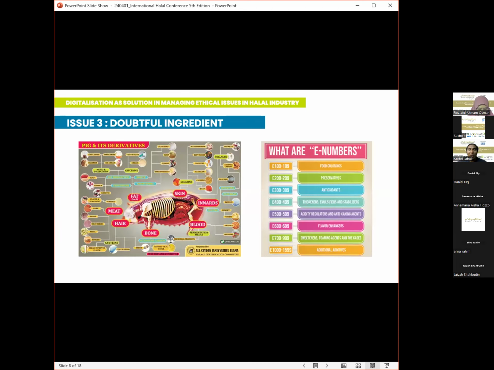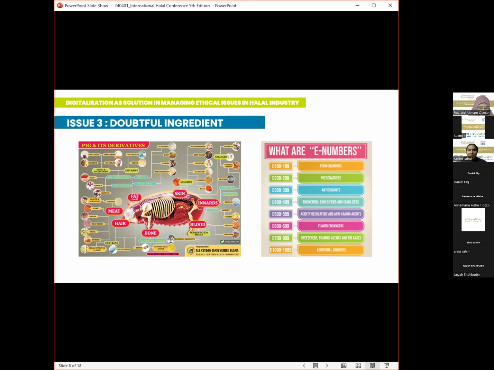And then we have another issue where doubtful ingredients are commonly used in production. So what are doubtful ingredients here? We are talking about food additives. Food additives consist of colorings, stabilizers, antioxidants, and many more. There are a lot of food additives, and none of the numbers represents the status of halal or non-halal. That is an issue.